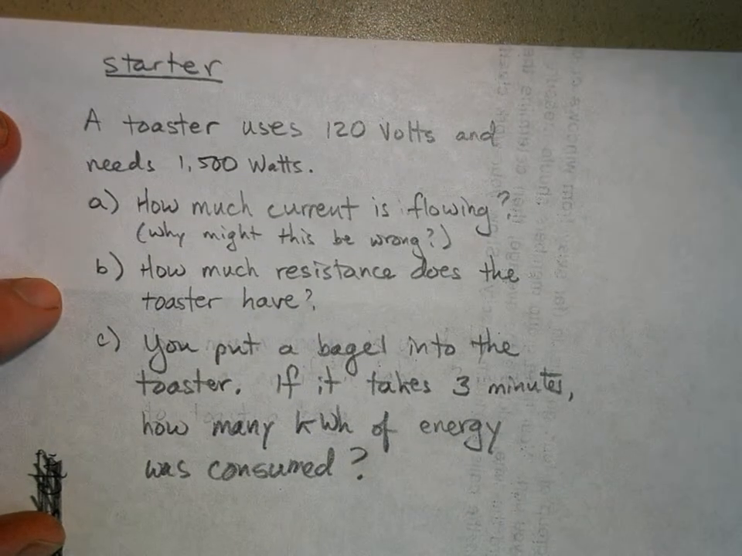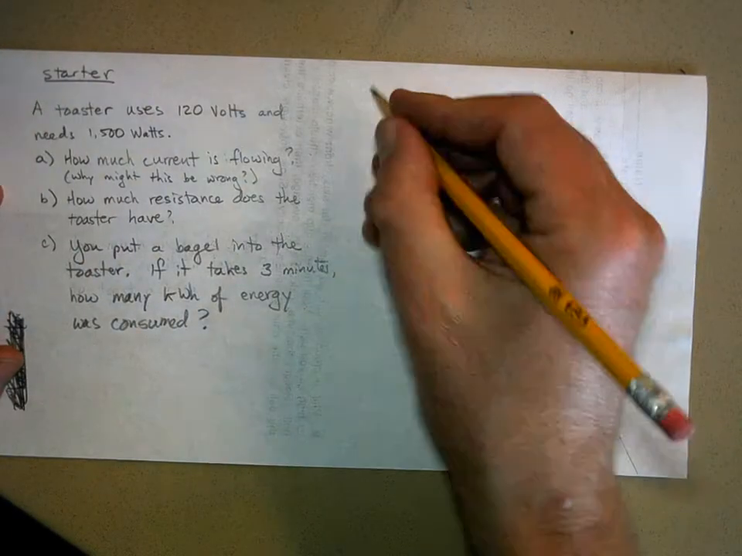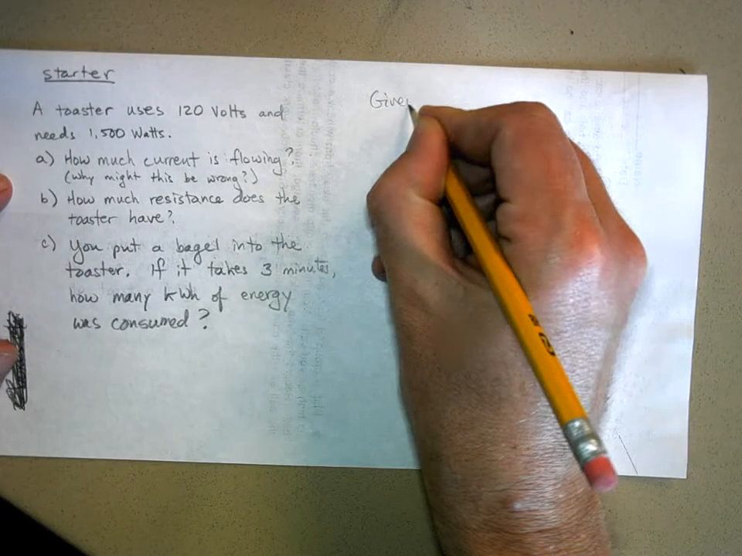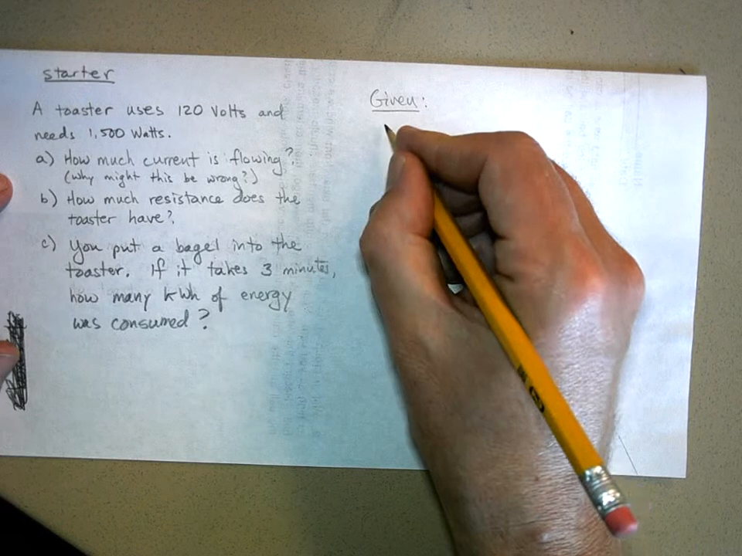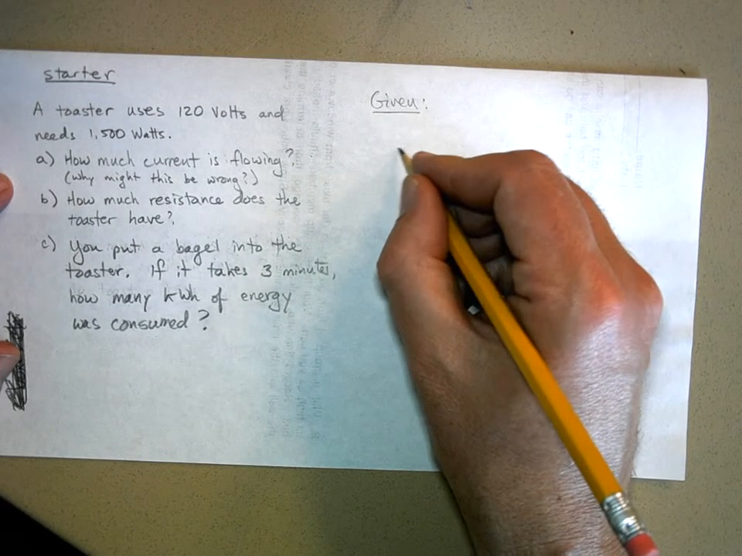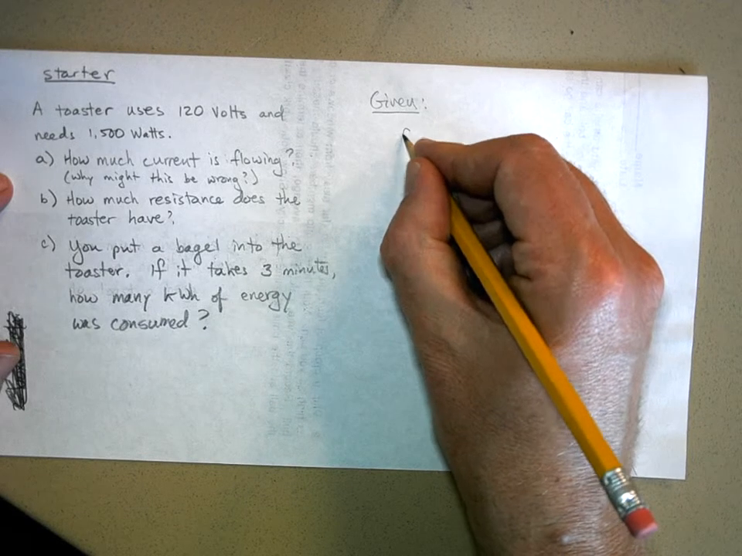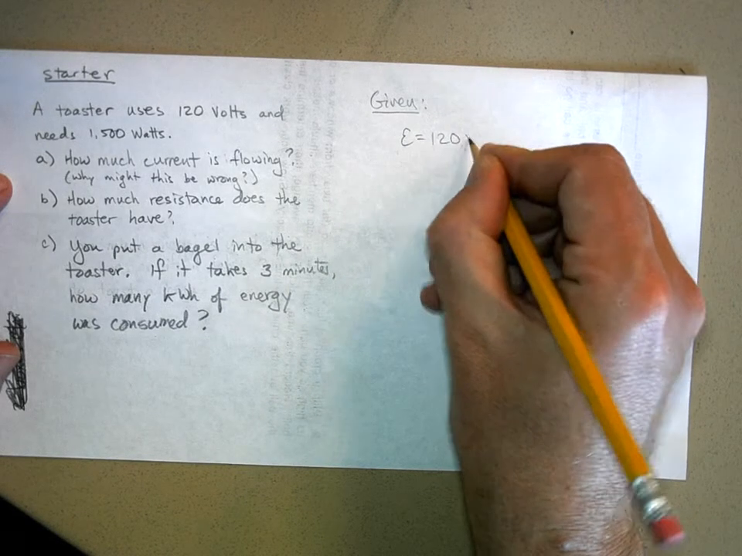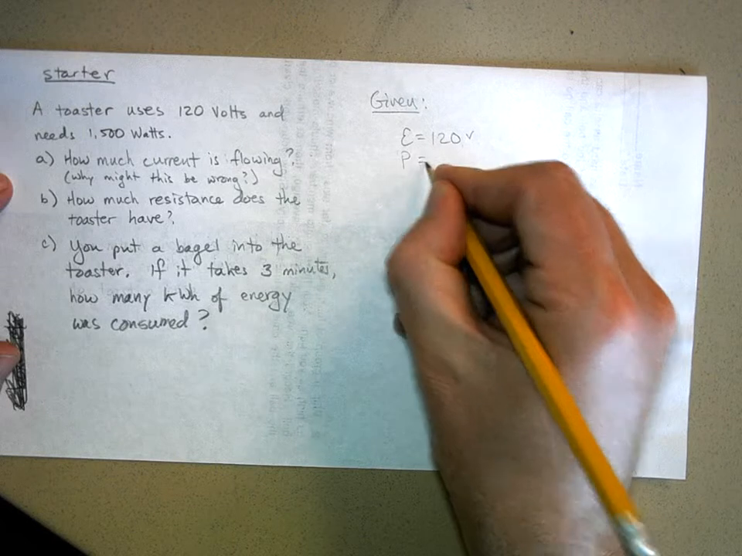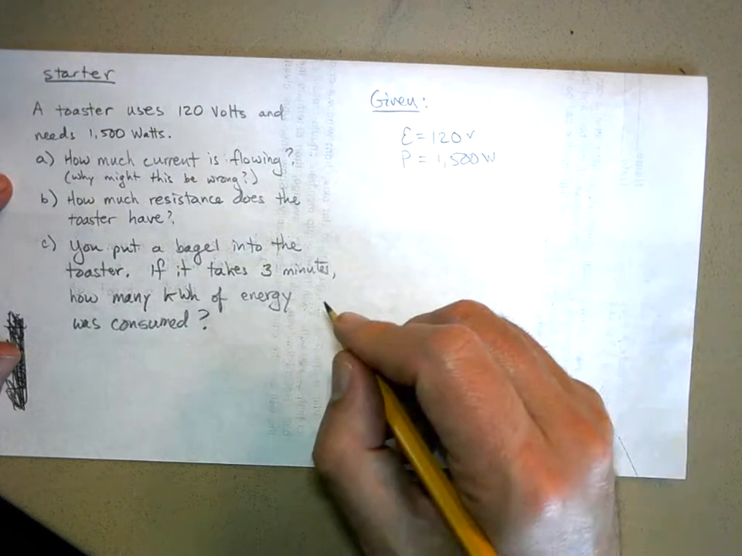So let's zoom out a little bit and get this done. So the way we do this, let's do given. And so we've got a toaster, and well, we've got some kind of power supply here, but we've got the voltage is 120 volts. The power is equal to 1,500 watts.